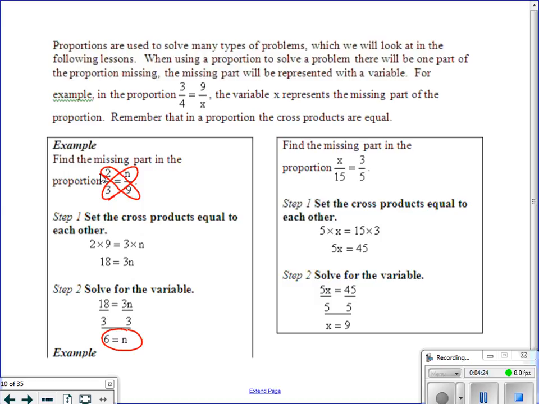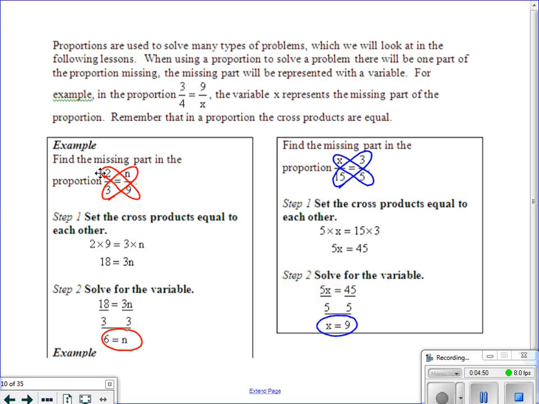Okay, looking at the other example, now this one, the variable's in a different spot, but it doesn't change anything. We still solve this the same way. We have one cross product here is 15 times 3. That ends up being 45. And then the other cross product is 5 times x. Well, that just ends up being 5x. So we have 5x equals 45. So this time we divide by 5. And 45 divided by 5 is 9.